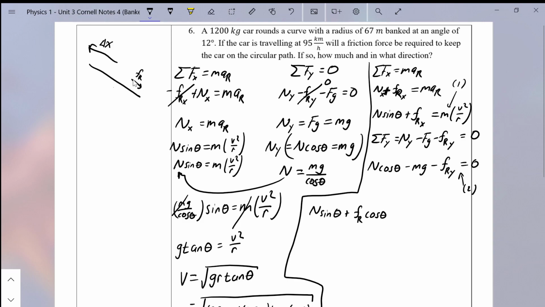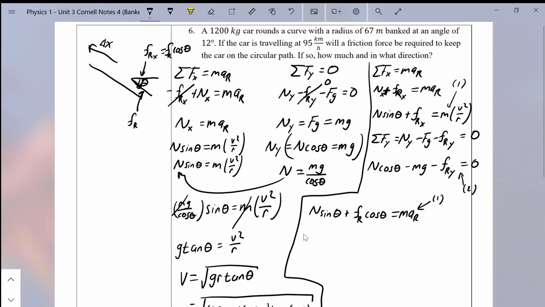And we can look at this thing. Here's our friction force this way. Here's the x component of it. Here's theta. And so this x component of friction that is right here, Frx, is equal to the hypotenuse, Fr, times cosine theta, because it is adjacent to this angle. So we get n sine theta plus Fr cosine theta is equal to m a sub r. This is our new equation 1.